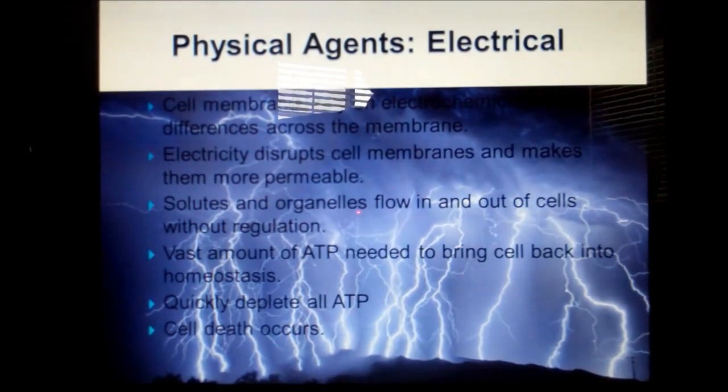So what happens next? Logically, solutes and organelles flow in and out of the cells without any regulation. But now the electric shock is over, so it's time to clean up. With the electrolytes all thrown off, the cell has to rely on massive amounts of ATP to bring the cell back into homeostasis. But there's a problem, isn't there? The cell is really messed up. We run out of ATP quickly, and then what happens? The cell dies, of course.